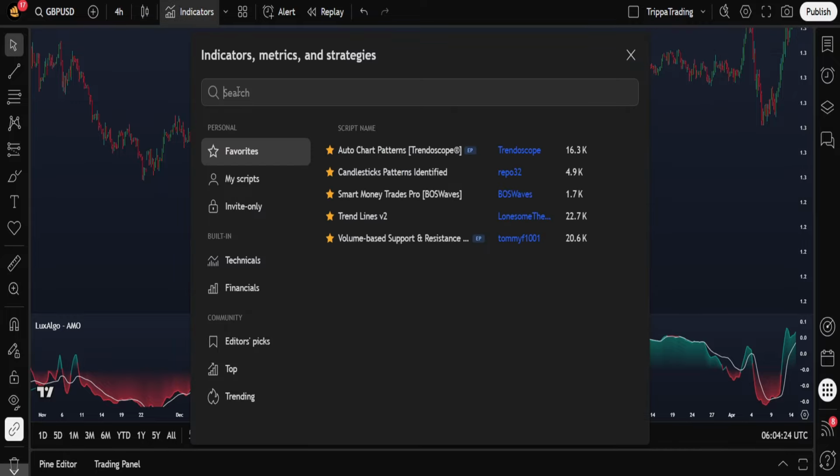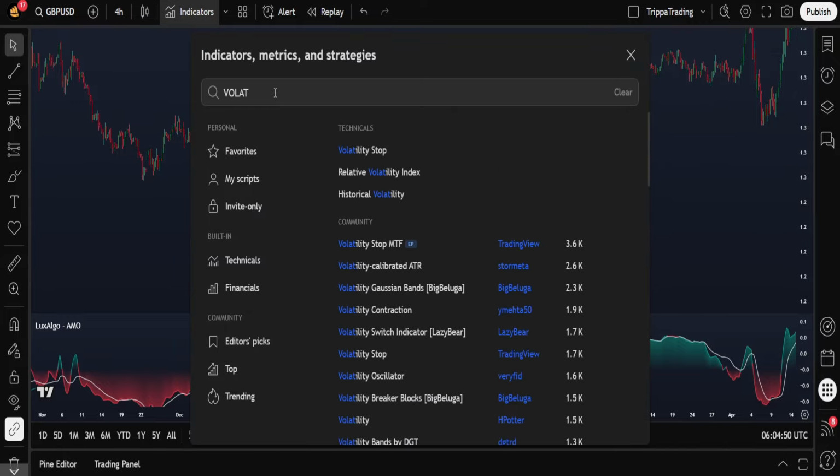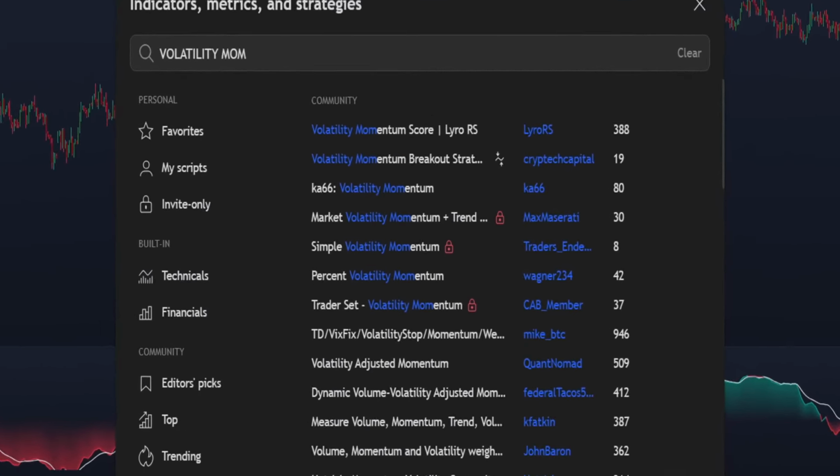Open Indicators and search for Volatility Momentum Score by Lero RS.